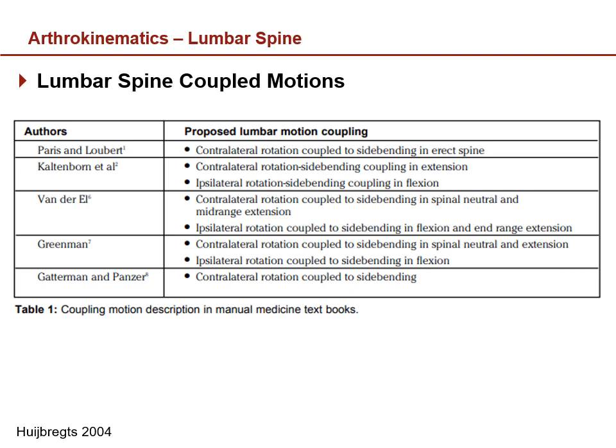Greenman: contralateral rotation coupled to side bending in spinal neutral and extension. So this is consistent with Kaltenborn. It's inconsistent with Fryette, once again, because Fryette would have expected in extension that the coupled motions would have been ipsilateral. And then ipsilateral rotation coupled with side bending in flexion. This is consistent with Kaltenborn and van der El.